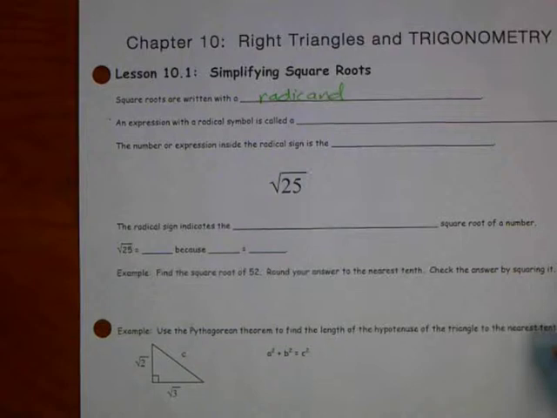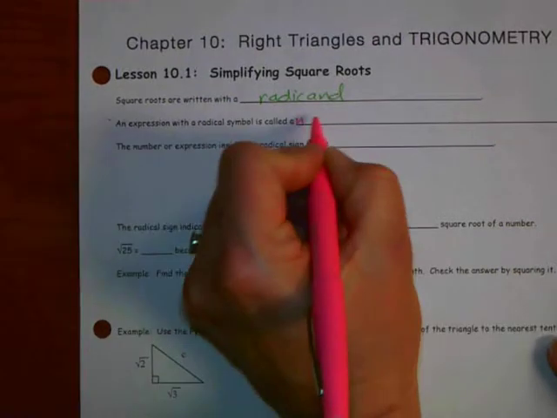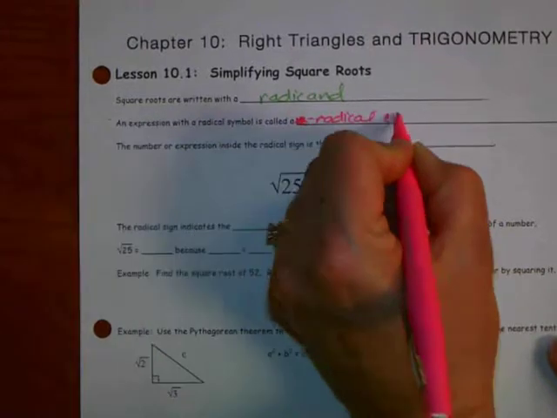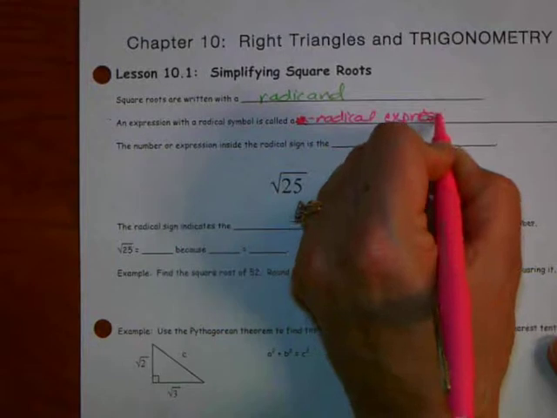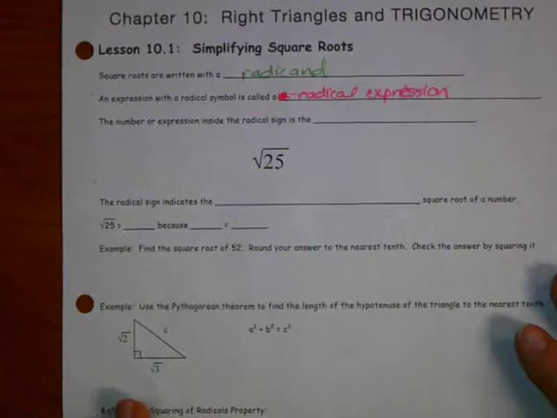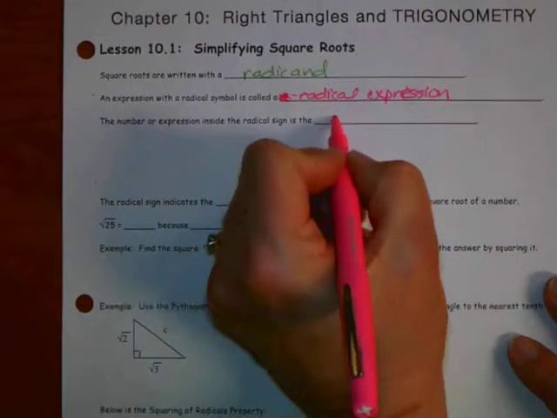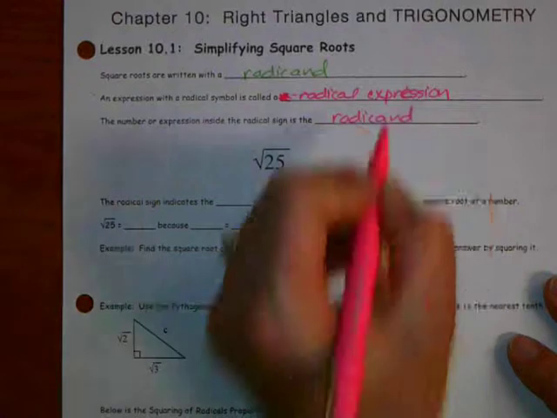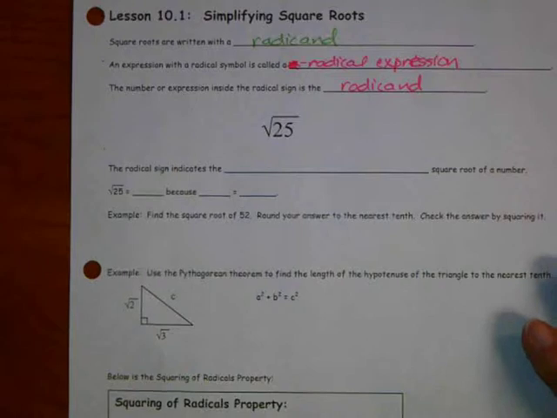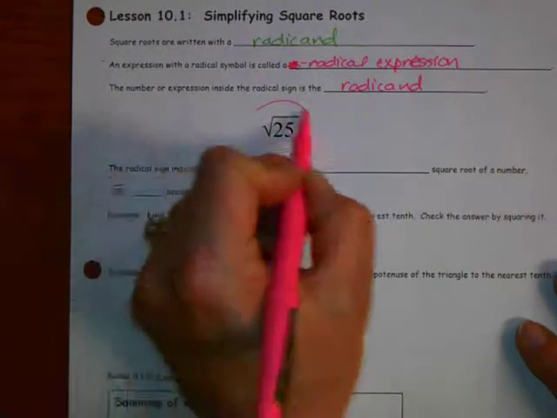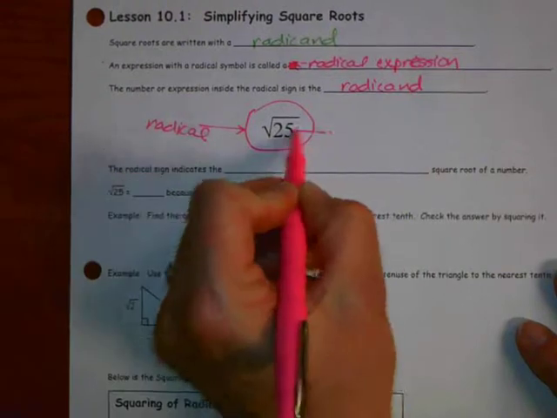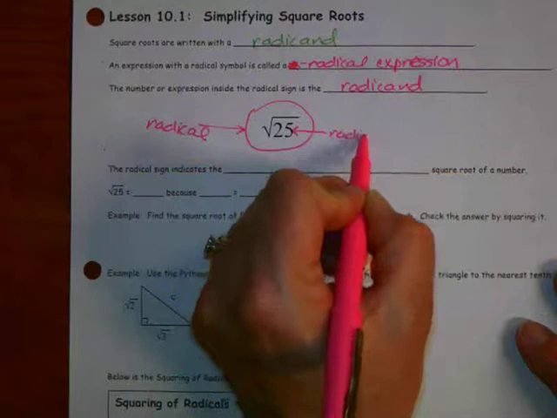An expression with a radical symbol is called a radical expression, because it has a radical symbol in it. The number or expression inside the radical sign is the radicand. You don't necessarily have to remember that word, but you might see it somewhere, and you can say, oh yeah, I remember hearing that word before. So this altogether is called a radical. The number inside is the radicand.